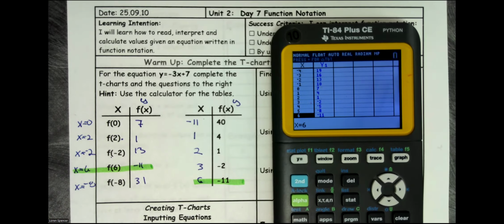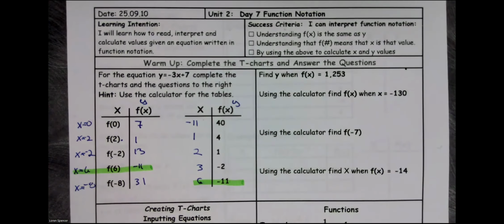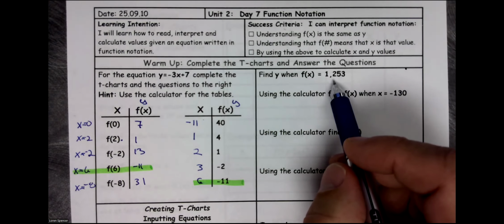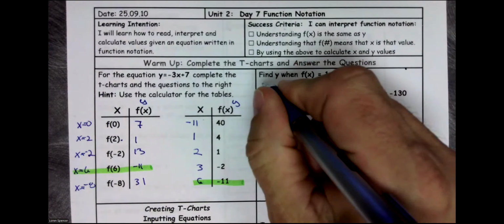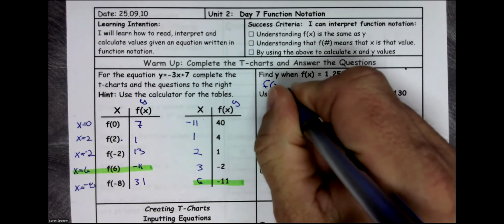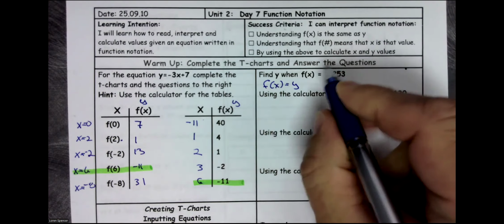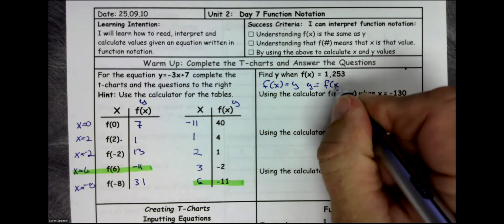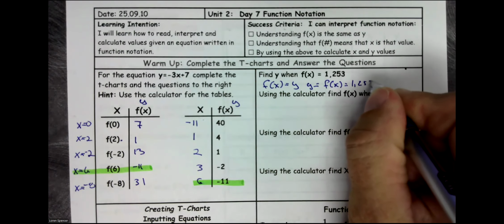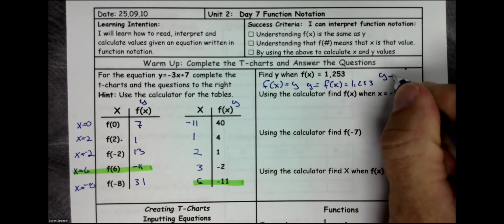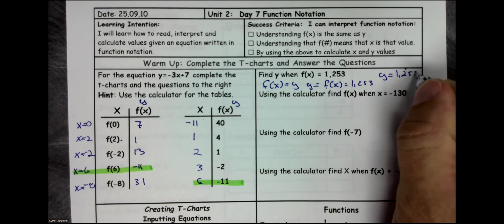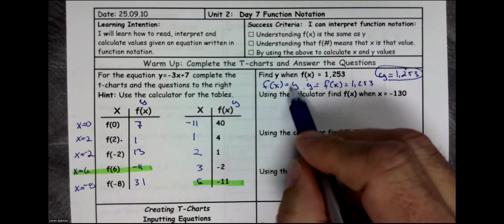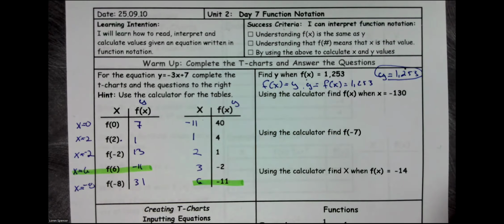Okay? All right. So continuing on with the warm-up, it says find y when f of x equals 1,253. Well, please remember, f of x equals y. Or maybe we should say it this way: y equals f of x, which equals 1,253. Therefore, y equals 1,253. We didn't have to do any calculations because f of x and y are exactly the same thing.